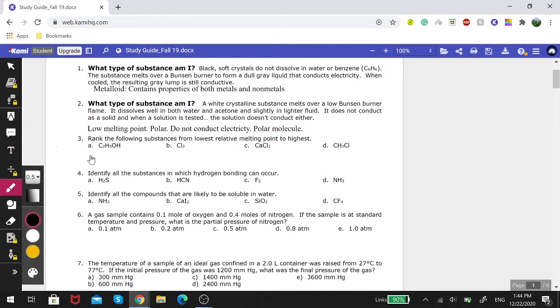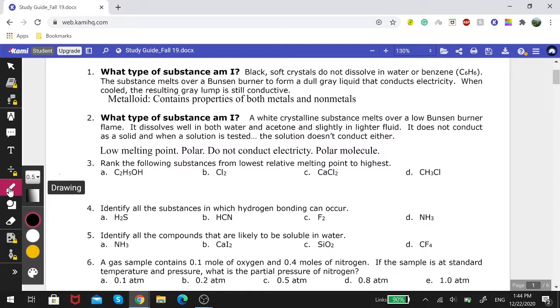Next, rank the following from the lowest relative melting point to highest. So let's rephrase it. It's telling us to rank from weakest intermolecular forces to strongest, because weakest have low melting point. So let's see which one of these is weakest.